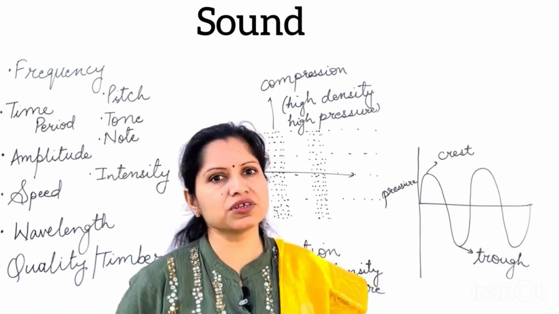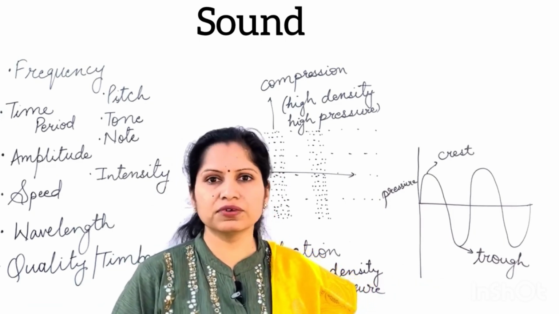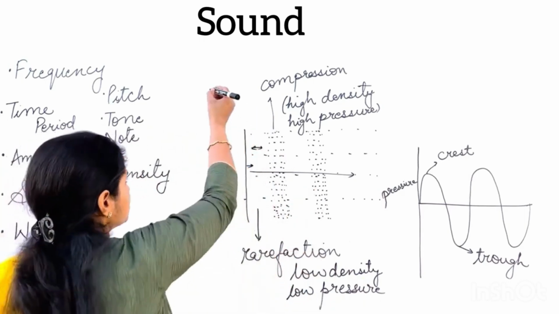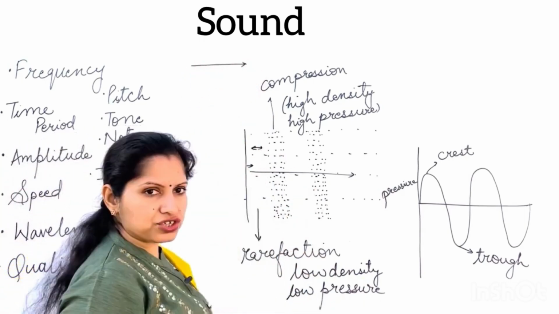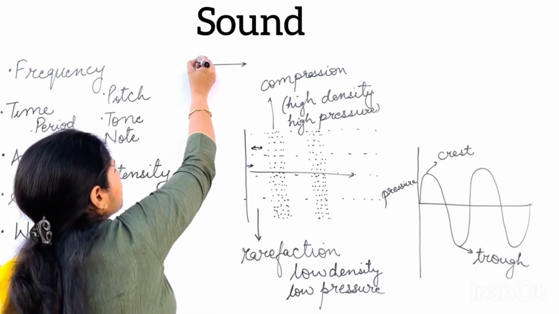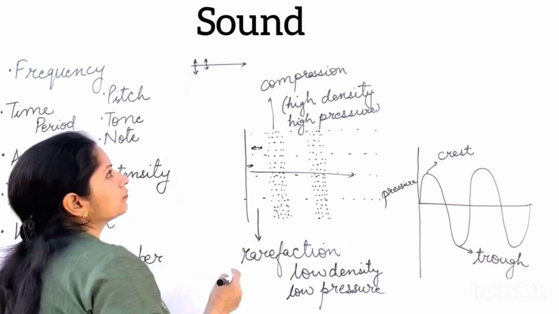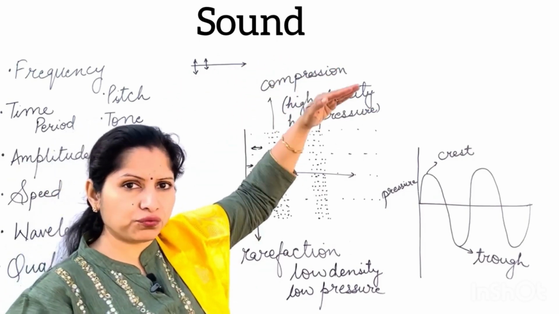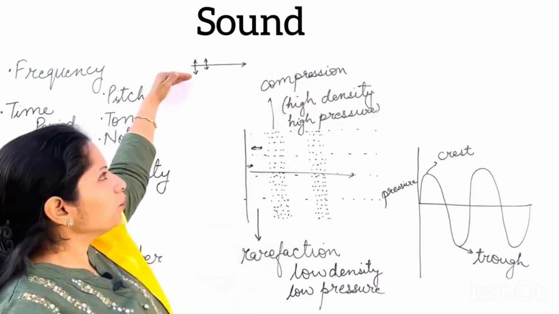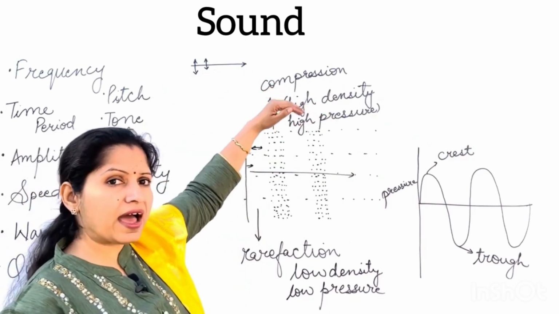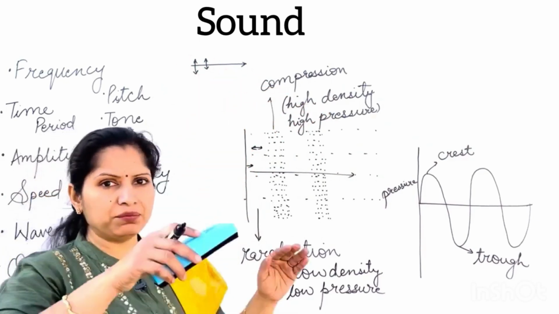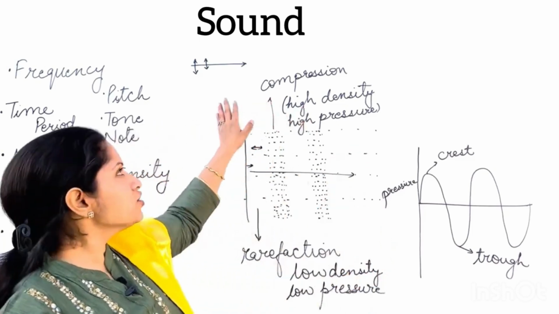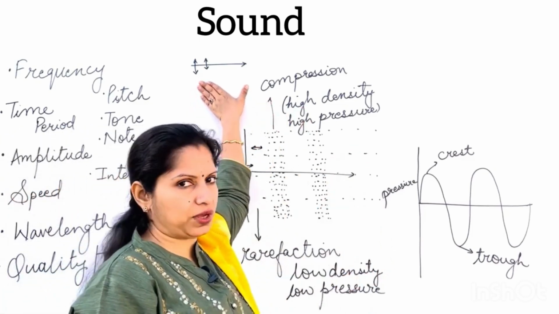Now we'll talk about transverse waves. The light waves are transverse waves. What are transverse waves? Suppose some form of energy is traveling in this direction and the particles are moving just up and down, perpendicular to the direction of motion of the wave. So if a wave is traveling in the forward direction and the particles are just vibrating up and down, perpendicular to the direction of propagation of the wave, such waves are known as transverse waves.